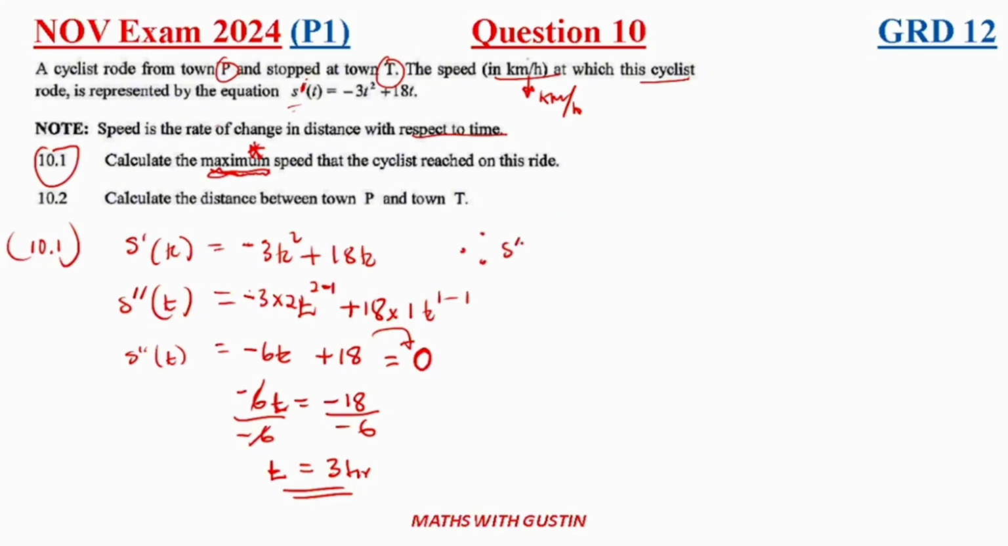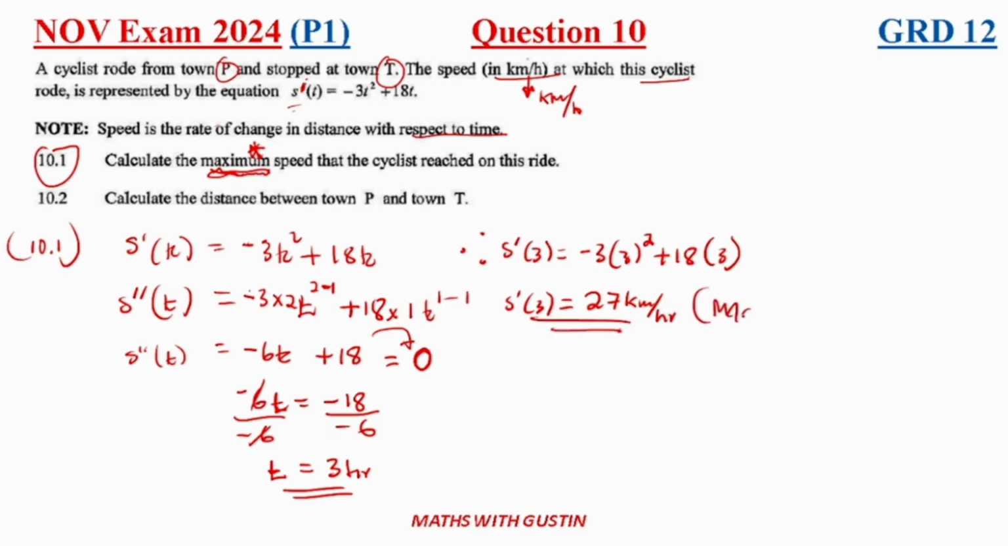So therefore it means S, when t is equal to 3, is going to be negative 3 squared. We're substituting into the original equation of the speed. Now we're going to punch this into our calculator, and we'll find that the maximum speed, which is reached at 3 hours, is going to give us 27 kilometers per hour. So this will be our maximum speed, guys. Great stuff. So that's how you deal with that one.